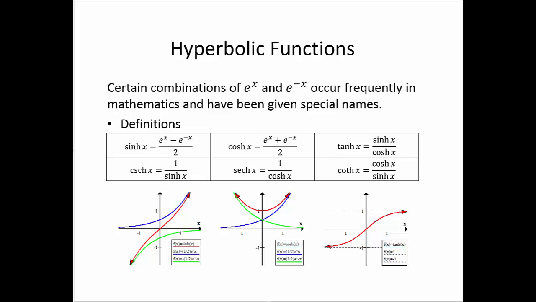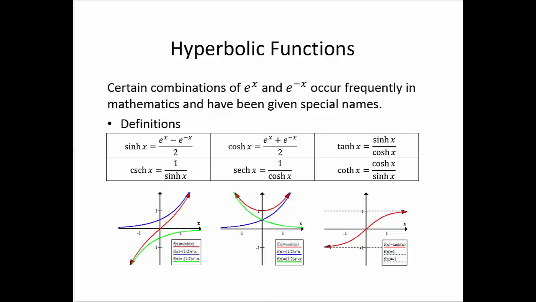We define the hyperbolic sine of x, abbreviated sinh of x, as e to the x minus e to the negative x divided by 2. And the first graph on this page shows the graph of f of x equals hyperbolic sine of x in red, and notice how it's bounded by the graphs of e to the x over 2 and negative 1/2 e to the negative x. And again, it's the graph in red.